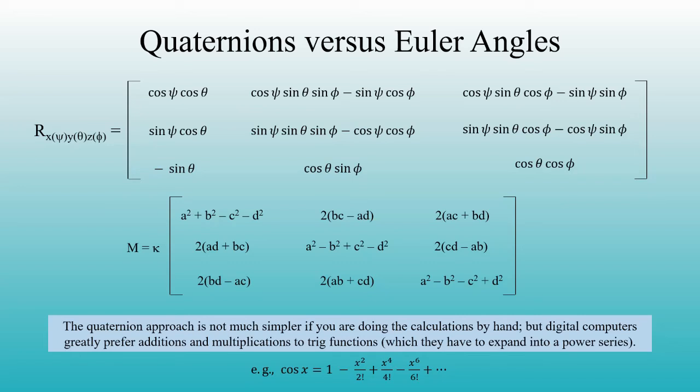That is, each matrix element in the Euler angle approach requires digital electronics to perform many more multiplications than the corresponding element in the quaternion approach. So, especially when graphics is involved, often with literally millions of pixels being reevaluated 30 or 60 times per second, the advantage of the quaternion approach becomes quite significant.